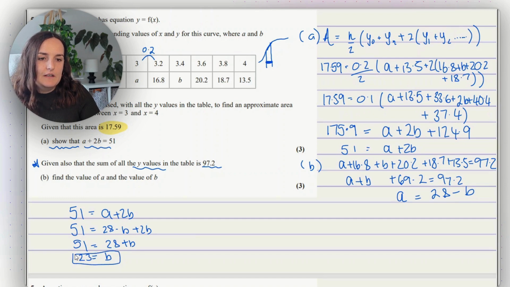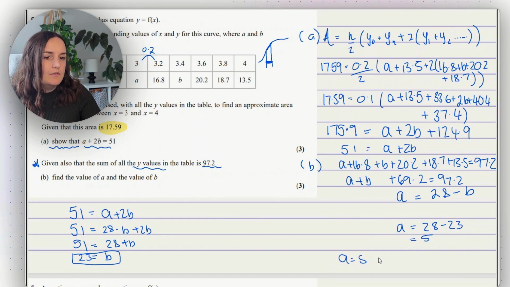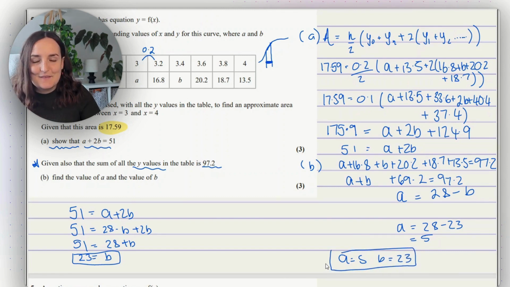Now we've got one of our values. We just go over to the other one over here. A equals 28 minus 23. We've got 5. And so we're going to write our conclusion that A equals 5, B equals 23. Always make it nice and easy for the examiner to give you the marks.